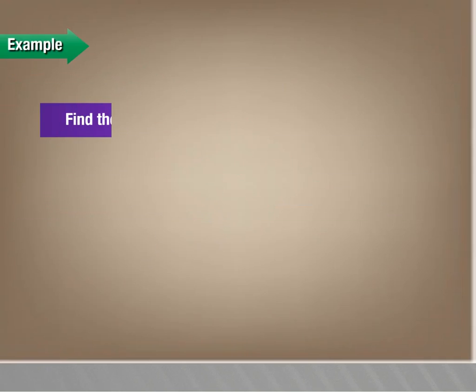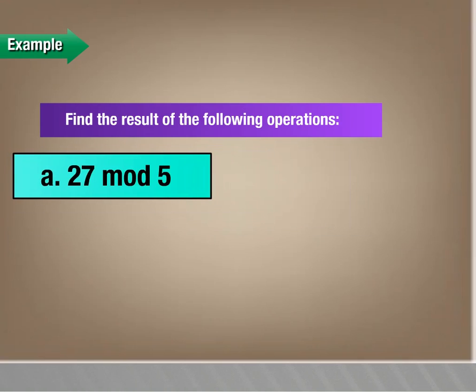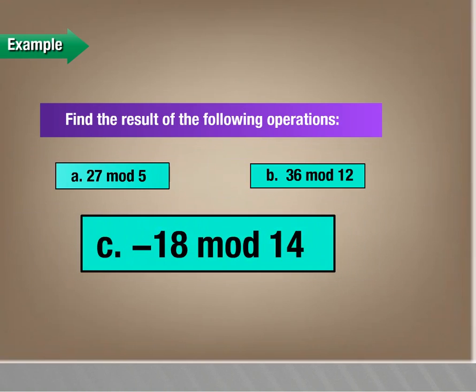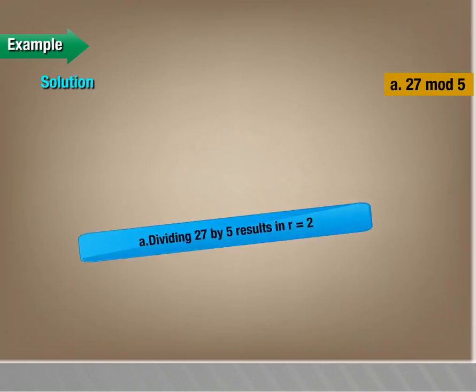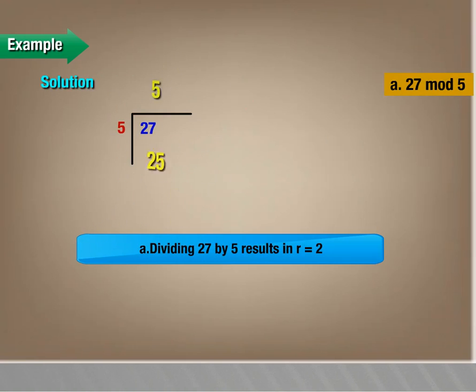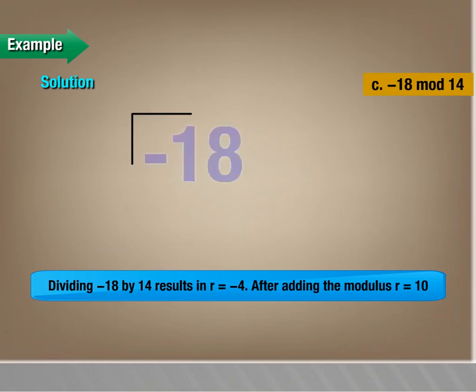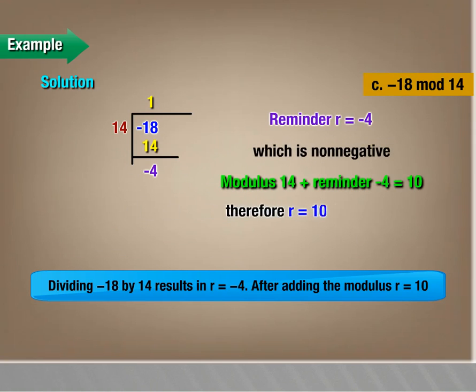Example: find the result of the following operations: a, 27 mod 5; b, 36 mod 12; c, minus 18 mod 14. Solution: a. Dividing 27 by 5 results in r is equal to 2. b. Dividing 36 by 12 results in r is equal to 0. c. Dividing minus 18 by 14 results in r is equal to minus 4. After adding the modulus, r is equal to 10.